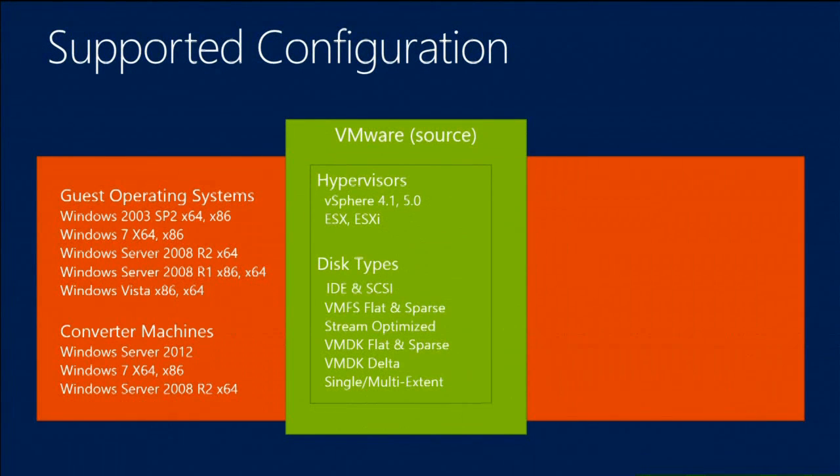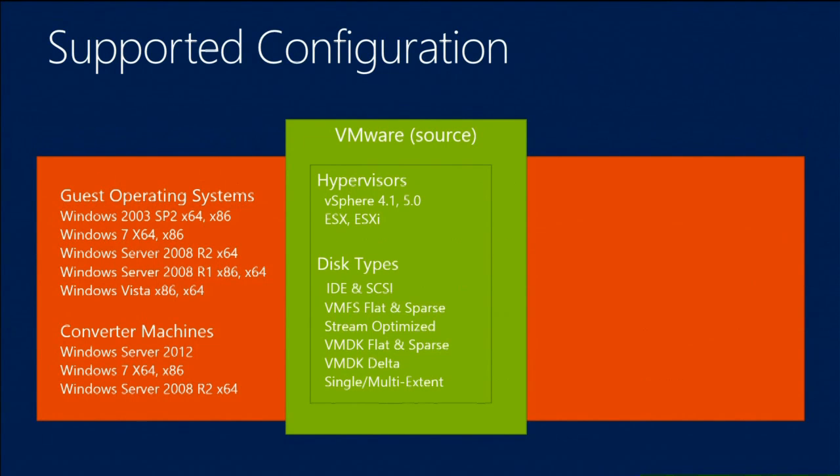So the guest operating systems that we support are listed there. So you see basically Vista through 2008 R2. Pretty much I think that's every flavor I could have come up with. And the machines that can support the conversion, so the machine where the exe runs needs to be 2012, Windows 7, or Server 2008. Not a very big deal. So on the VMware source, hypervisors 4.1, 5.0, ESX, ESXi, and then the disk types that are supported are IDE and SCSI, VMFS, stream optimized, VMDK flat or sparse, Delta, and then single or multi-extended.